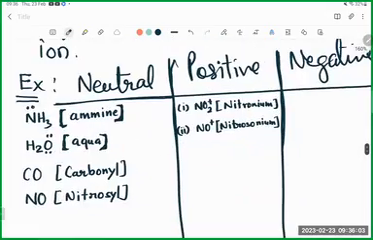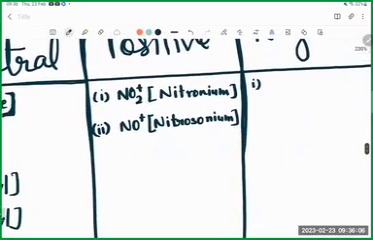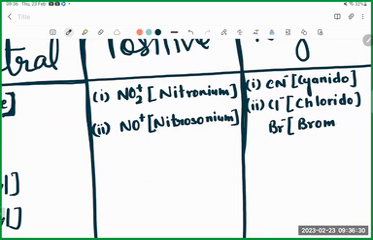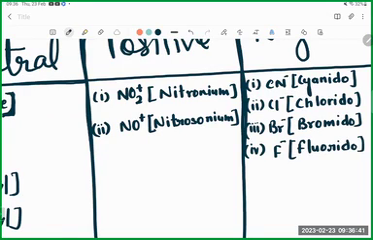Clear, right? Okay, negative. Let us complete the negative; we have a large family. Here we go: cyanido, which is the IUPAC name. Second, the chloride ion is called chlorido. Similarly Br minus is called bromido. A suffix is added in all the names, as you can see. Then fluorido. It is clear, right?